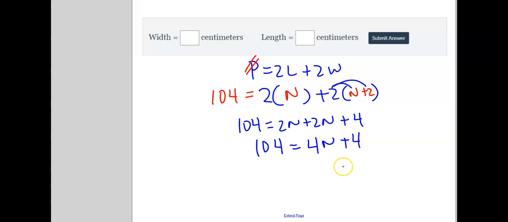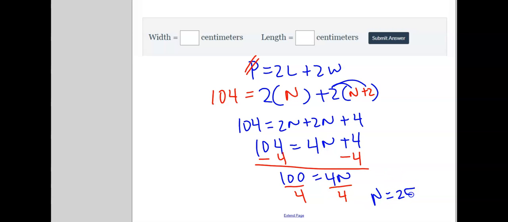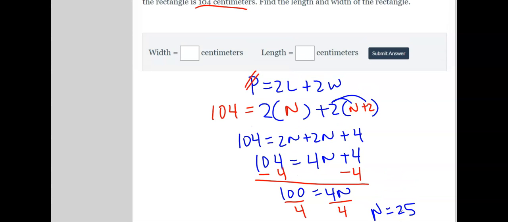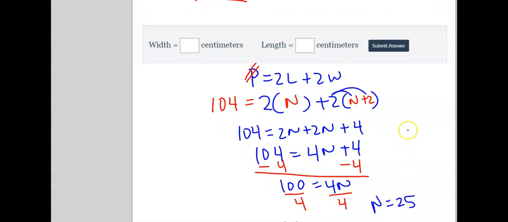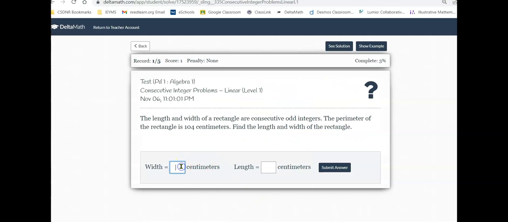Combine like terms. Subtraction property of equality. Division property of equality. And the value of my first integer will be 25. Now, remember, it said 2 consecutive odd integers. So 25, and then the next one would be n plus 2. So 25 and 27 will be my solution. So we'll type that into the answer boxes here: 25 and 27.